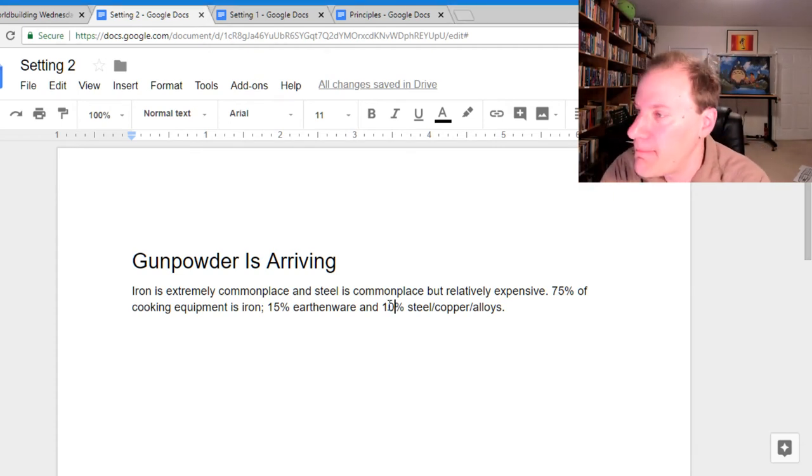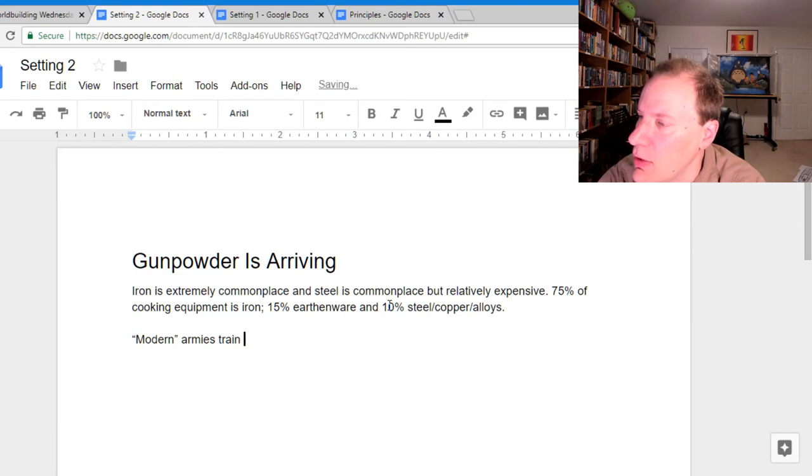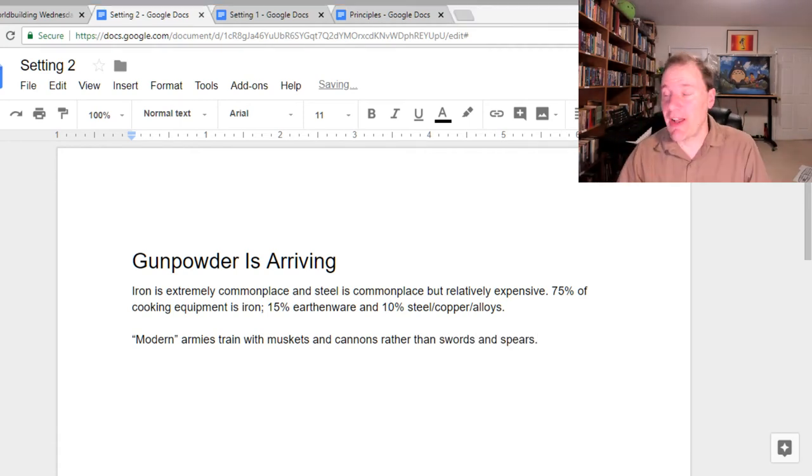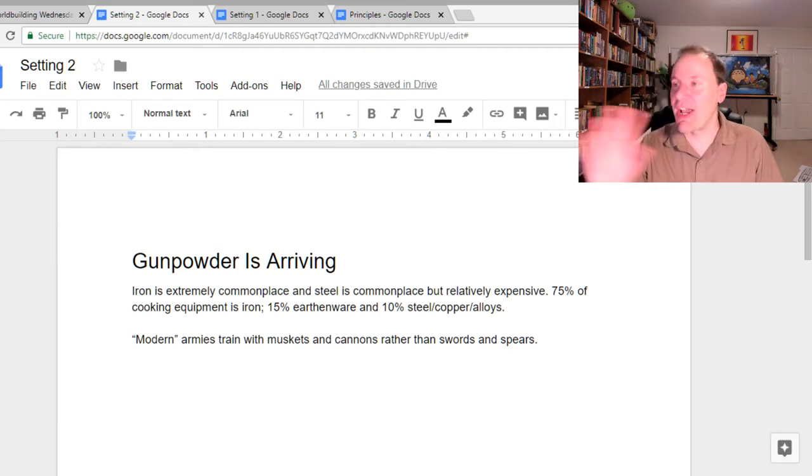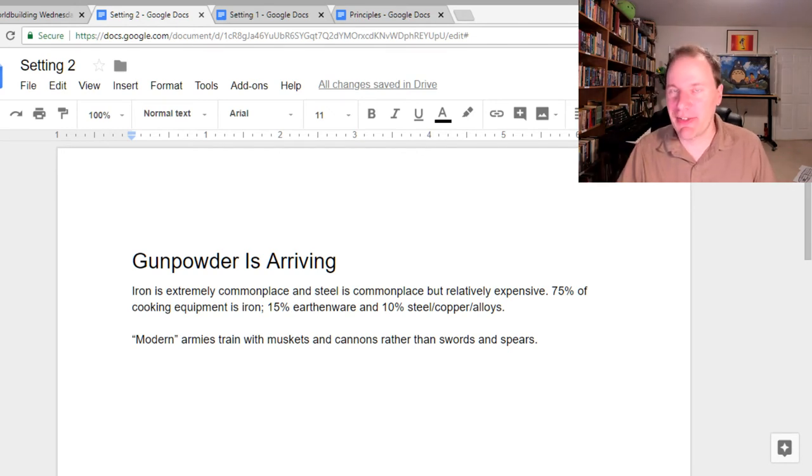So gunpowder is arriving. Then we'll say modern armies train with muskets and cannons rather than swords and spears. Spears are very effective. Pike weapons dominated war for centuries because of the reach. Because it doesn't matter how nice your sword is, if my weapon's twice as long as yours, I'm gonna kill you first. So, as much as we tend to lionize sword play, these 8 foot long weapons were a much more effective solution for a lot of people. And in a lot of wars, it's just not as romantic. All right, but war is changing, gunpowder is changing.